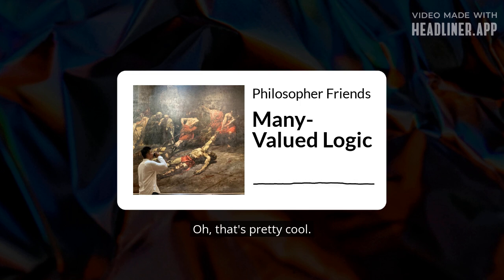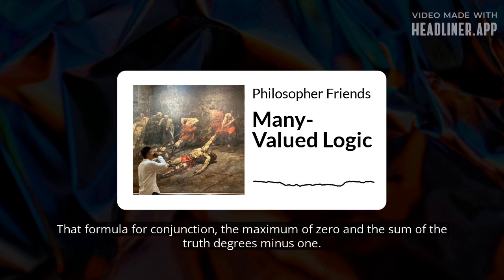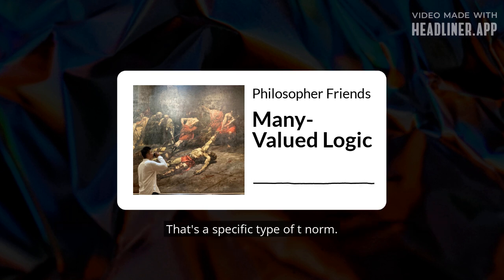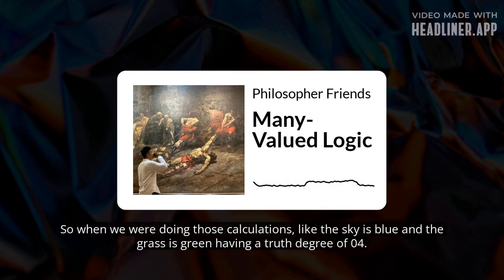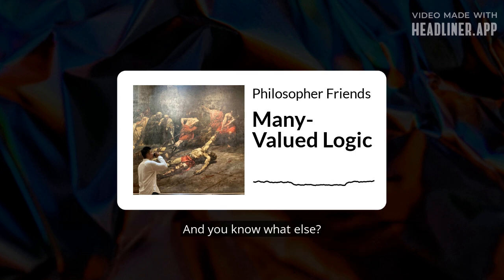Oh, that's pretty cool. Can you give me an example? See a T-norm in action? Sure. Remember Łukasiewicz logic? Yeah, the one with the crazy formula. That's the one. Turns out that's actually a T-norm-based system. Really? Yeah. That formula for conjunction, the maximum of 0 and the sum of the truth degrees minus 1, that's a specific type of T-norm. So when we were doing those calculations, like the sky is blue and the grass is green, having a truth degree of 0.4, we were using a T-norm without even knowing it.